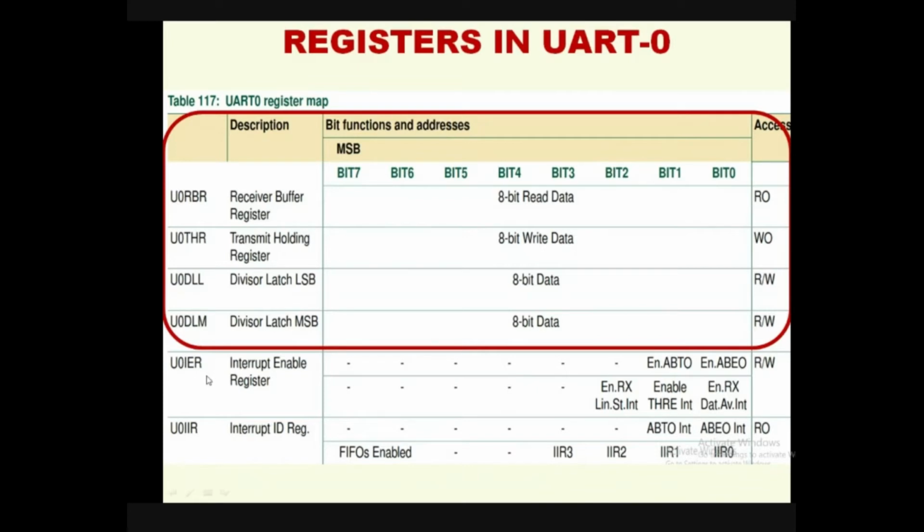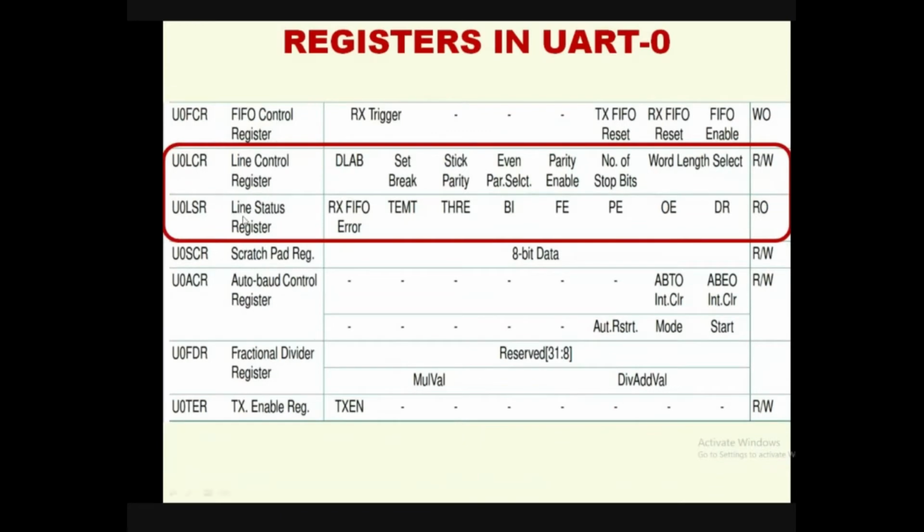And there are the interrupt enable register and interrupt ID register. There are a few more registers: the UART 0 line control register and UART 0 line status register. In the line control register, we'll do some initialization. When the DLAB bit is 1, only then will it enable the baud rate setting facilities.